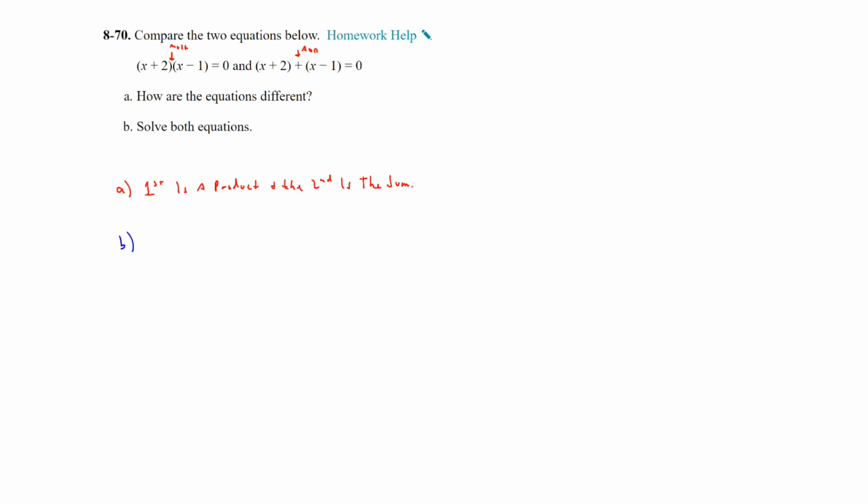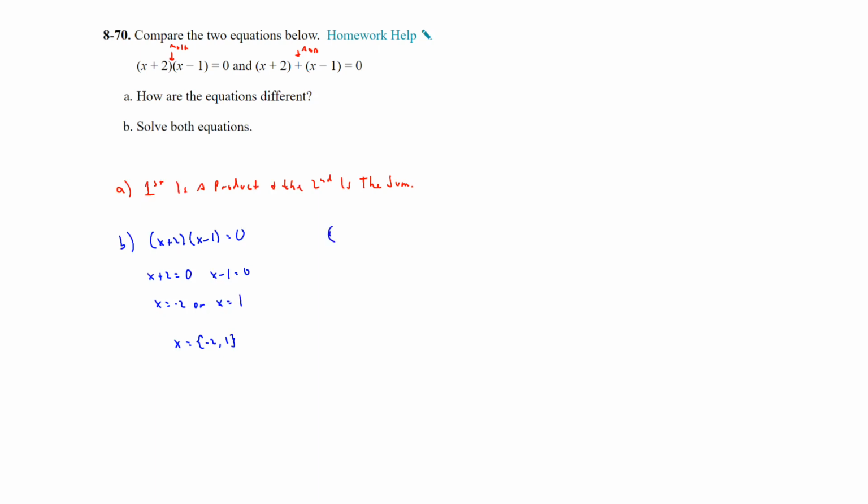All right, and then on part B, solve both equations. So we have x plus 2 times x minus 1 is equal to 0. And since it's equal to 0 and it's already factored, we can now use the zero product property to set both factors equal to 0 to find our two values of x when we're solving. So x is equal to negative 2 and x is equal to 1. And so we can write that, or if we want to write it as a set, we can do x equals the curly bracket and then negative 2, 1. Either way is fine, though.